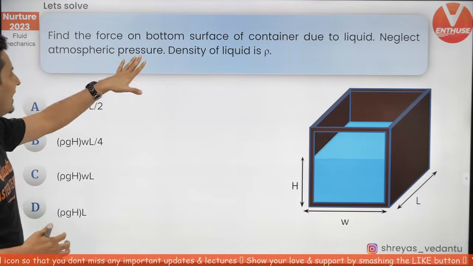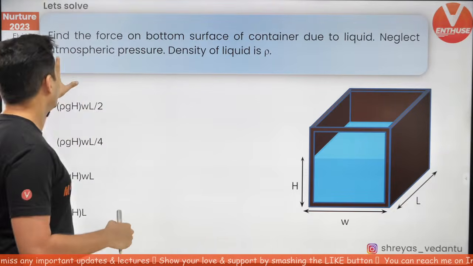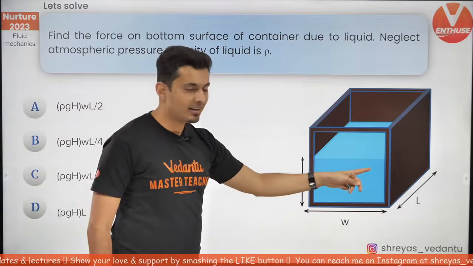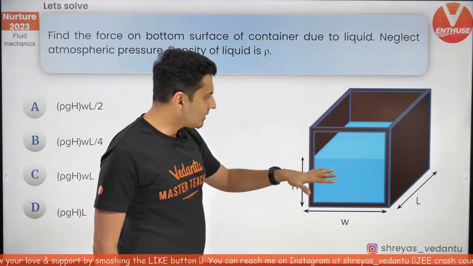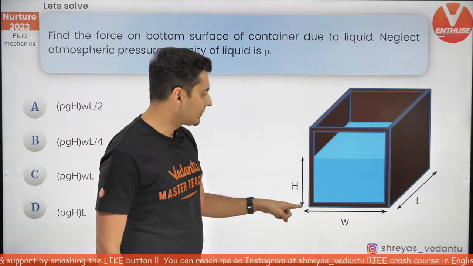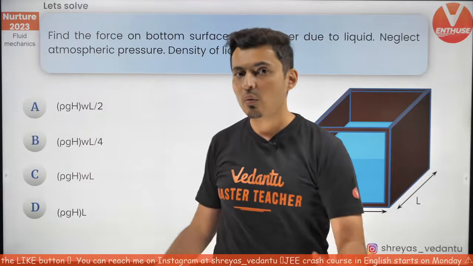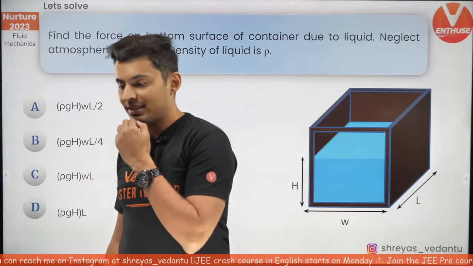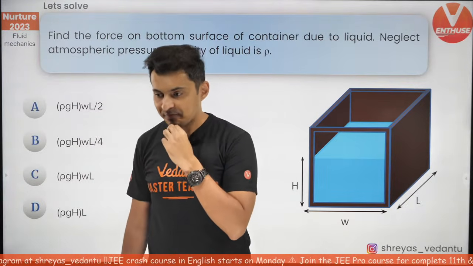There we go. Find the force on the bottom surface of a container due to the liquid, neglect atmospheric pressure, density is rho. Look at this container. Do you see height h, width w, length l? There is a liquid filled till this much point. What's the force on the base? So we are shifting to the forces on the walls of the container. Should we take ATM pressure always? Yes, definitely. Always it will come.